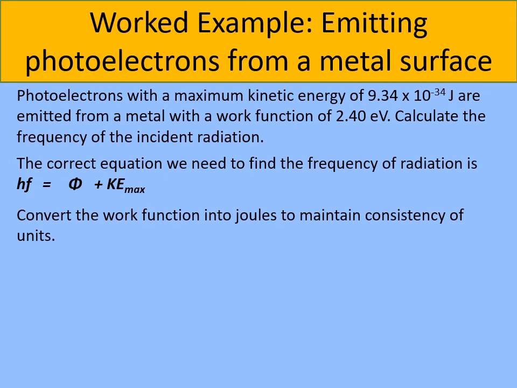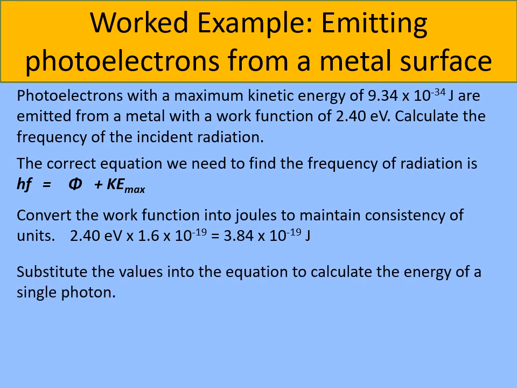So to convert this work function into joules, we have to multiply by 1.6 times 10 to the power minus 19. So we multiply the work function in electron volts by 1.6 times 10 to the power minus 19, and that will give us our value of the work function in joules, which is 3.84 times 10 to the power minus 19 joules. Then we can substitute the values into the equation to calculate the energy of a single photon.